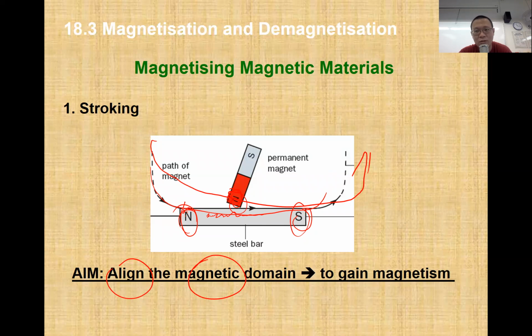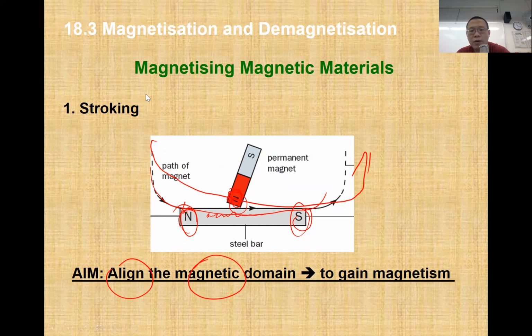You need to train it with a few hundred strokes. It's not that after one or two strokes, wow, the magnet is formed. No, it has to be done consistently, with repetitive 400, 500 strokes. The same thing: the stronger you stroke, the longer you stroke, the stronger the magnetism.